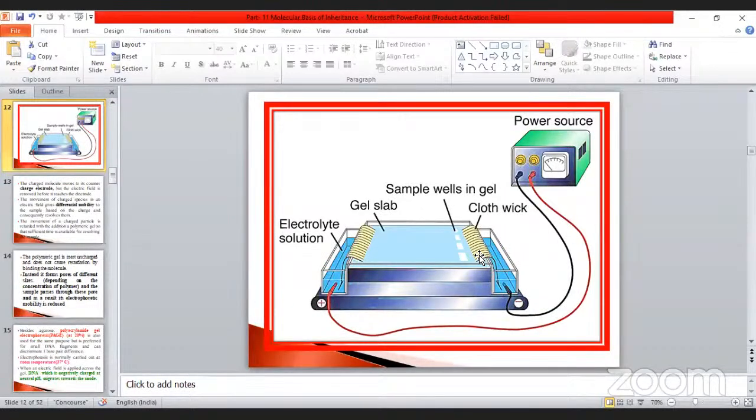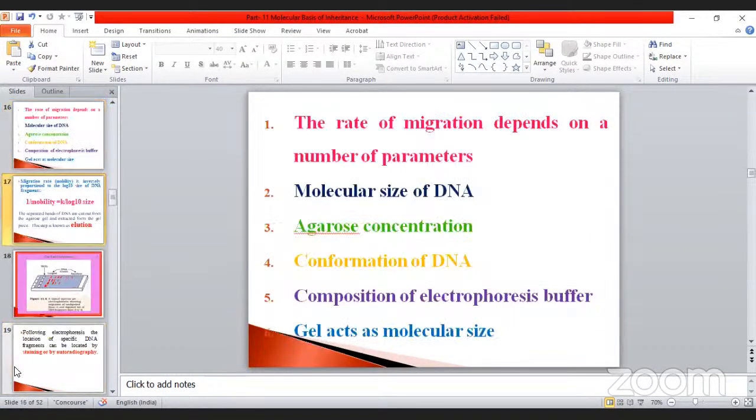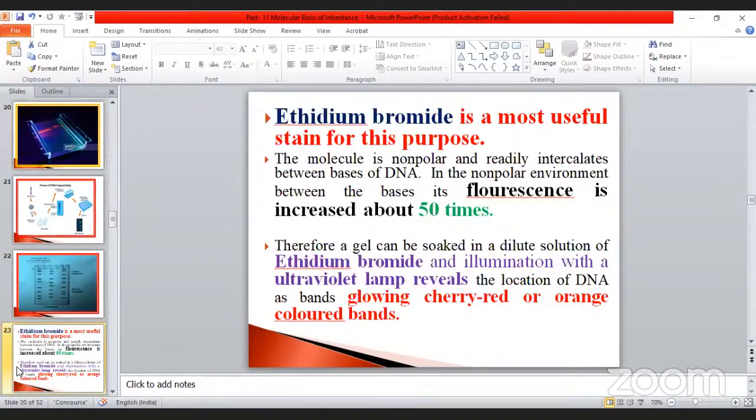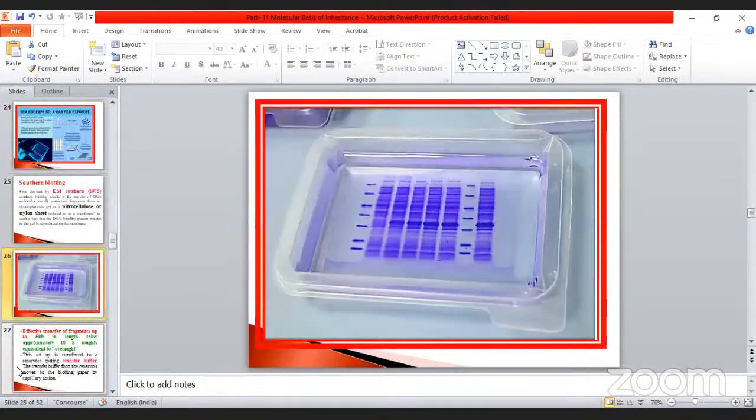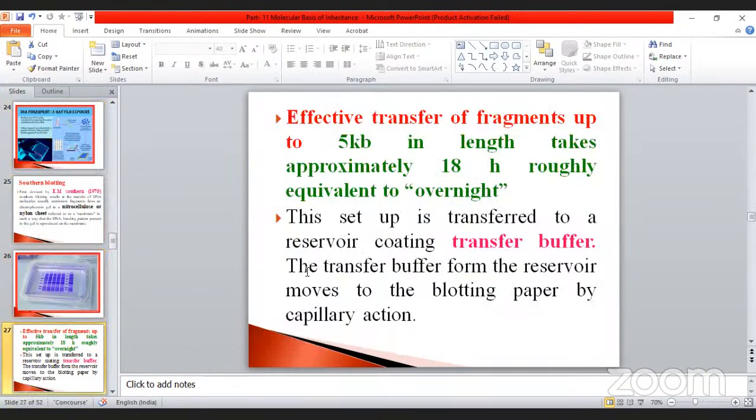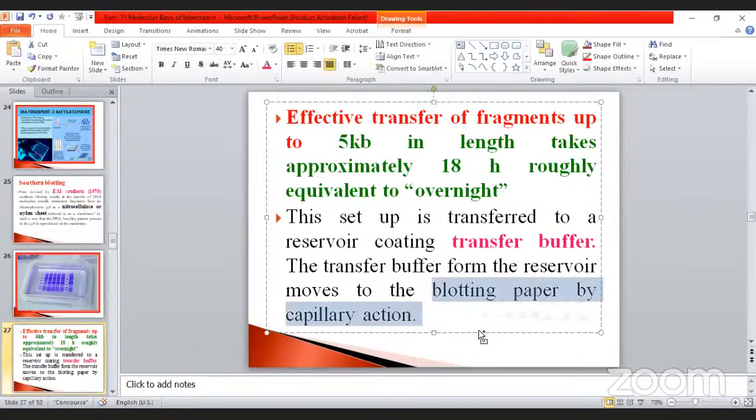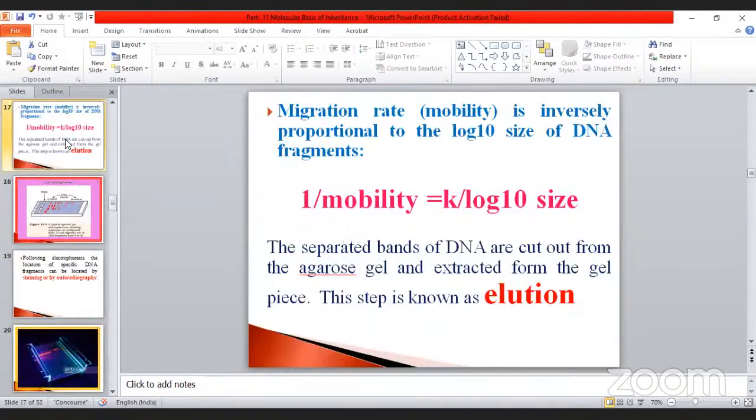Okay, the buffer solution is also covered with the blotting paper. This blotting paper touches the solution as well as the gel. Here also it touches the solution as well as the gel. So this has been given in that slide. Okay, so this is the part here. See that one. The transfer buffer from the reservoir moves to the blotting paper by capillary action. Which action is followed here? Capillary action only.